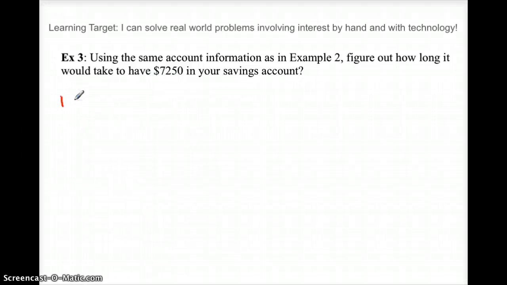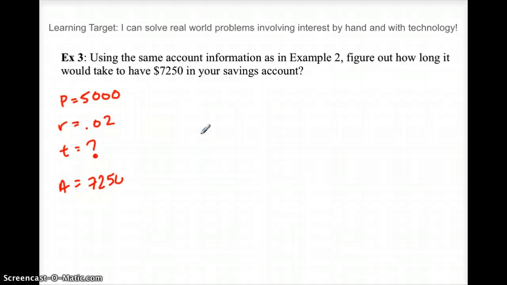Okay, so in the last problem, my principal was 5,000, and my rate was, I'll go ahead and write it converted, 0.02, and my time was 5 years. But now it says, how long will it take me to have that much? So now time is what I'm solving for. So let me put a question mark there. And this time, I already know what A is. I know the total amount is $7,250. That's what I'm looking for, $7,250. So I'm going to actually put that in place of A.